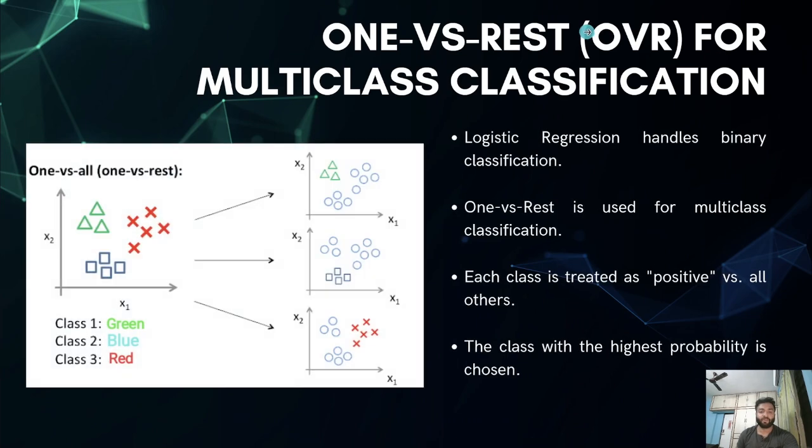While logistic regression works well for binary classification, what if we need to classify more than 2 classes? This is where one versus rest, that is OVR, comes in. In OVR, we train one classifier per class, treating that class as the positive class and all other classes as negative. The model then predicts the class with the highest probability. This extends logistic regression to multi-class problems, allowing you to handle datasets with more than 2 categories.